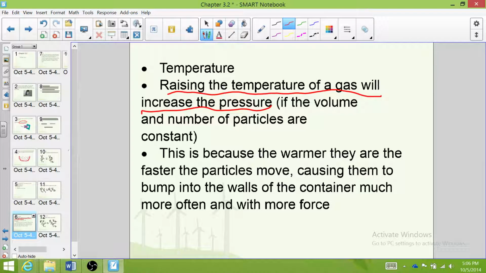So an example of this is a balloon. If you ever go outside in the middle of winter with a balloon, it shrinks and it gets smaller. And that's because the temperature of the gas has decreased, meaning the particles are moving much more slowly than they were before. They're not hitting the sides of the balloon as much as they were before or as strong as they were before. And that causes the pressure to decrease, which is why it shrinks a little bit.